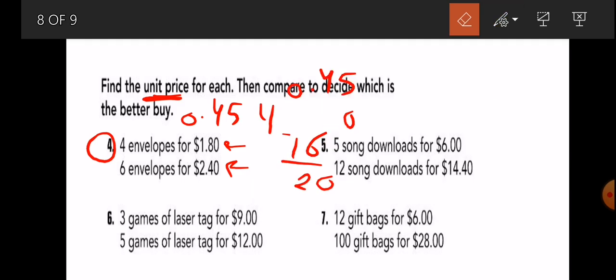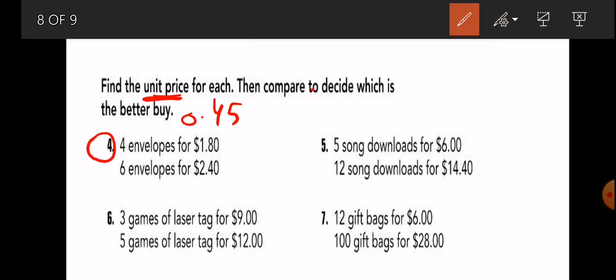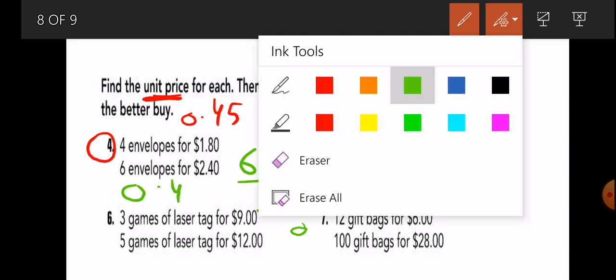Let's erase here. The other one, 6 envelopes for 2.40. It means the cost is 2.40, and I want to divide it by 6. To divide by 6 we can't. The decimal. 24 divided by 6 will give me 4. Multiply it, 24. Then subtract, 0. So we have 0.4. Also, let me erase this for you.